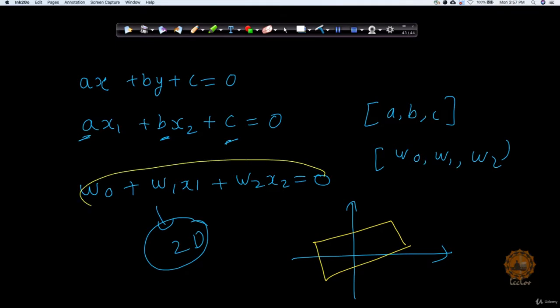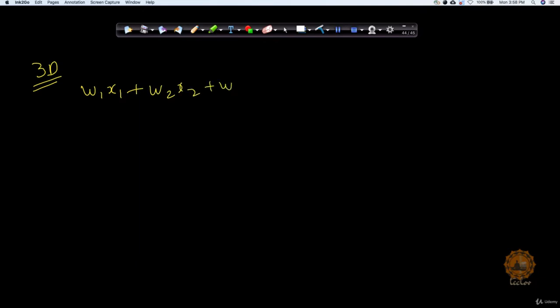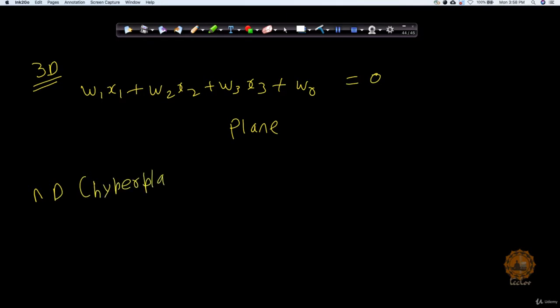Now the question is, can I expand this into more than 2 dimensions, to 3 dimensions or to n dimensions? Yes, you can very well do that. In 3 dimensions, if I have to define the same thing, I can say w1 x1 plus w2 x2 plus w3 x3 plus w0 is equal to 0, and this talks about an equation of a plane as well. Now if I have to define the same thing for my n-dimensional plane, we can also denote it as a hyperplane.